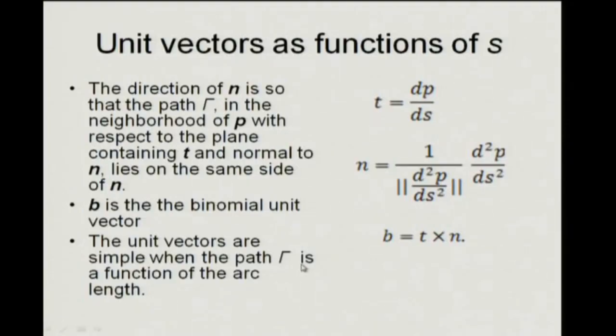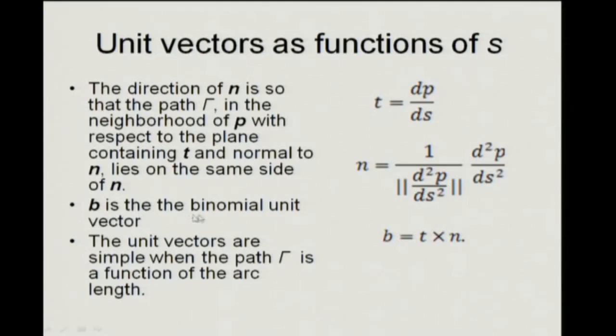Oh, there you go. The direction of n is such that the path tau in the neighborhood of P, with respect to the plane containing T and the normal n, lies on the same side of n. So actually the path is curving and you are trying to define in some way a local circle. This is also linked with the concept that there are 3 points in common with a circle. So there are many concepts which are linked here.